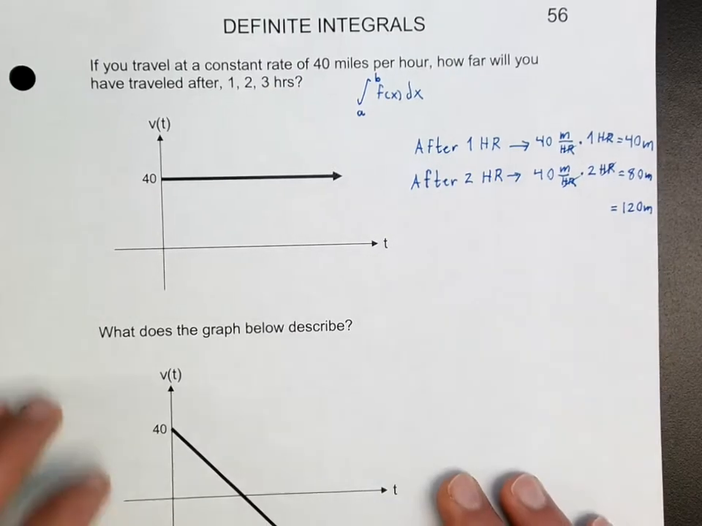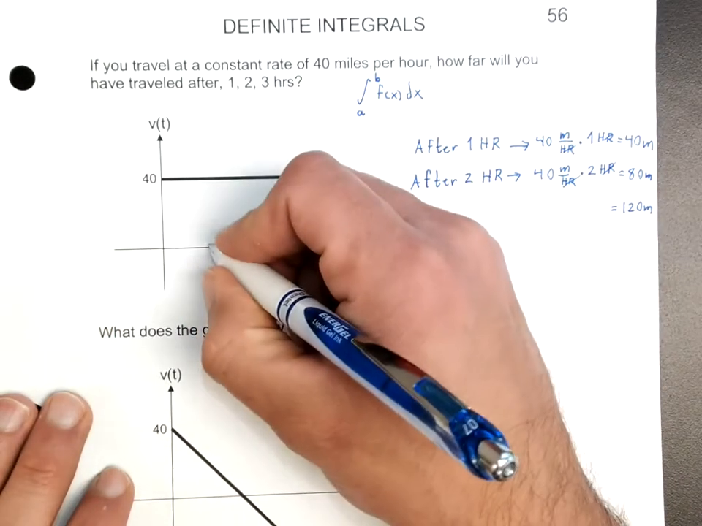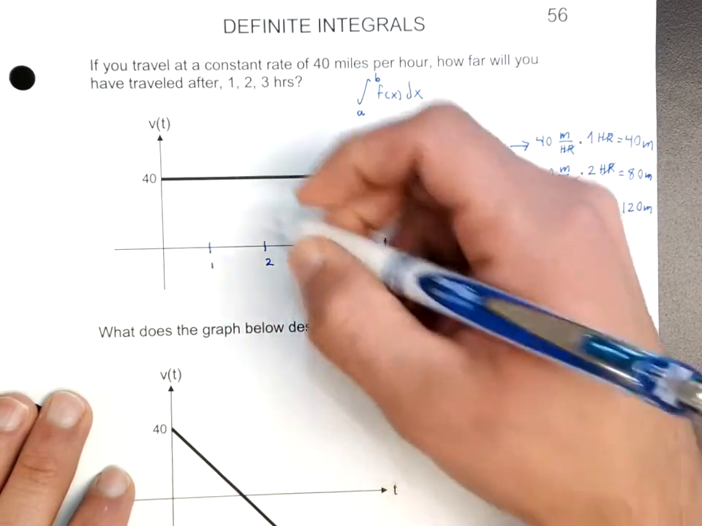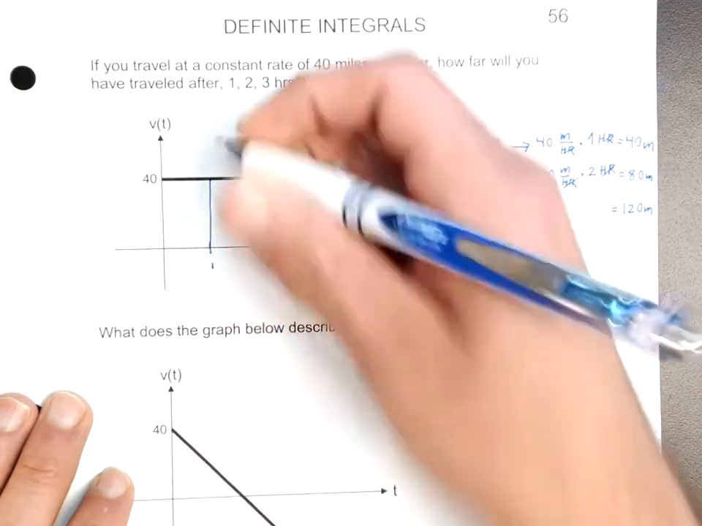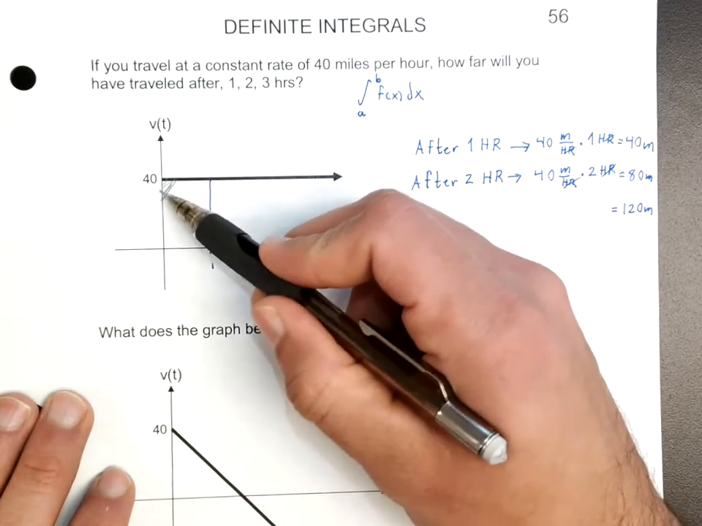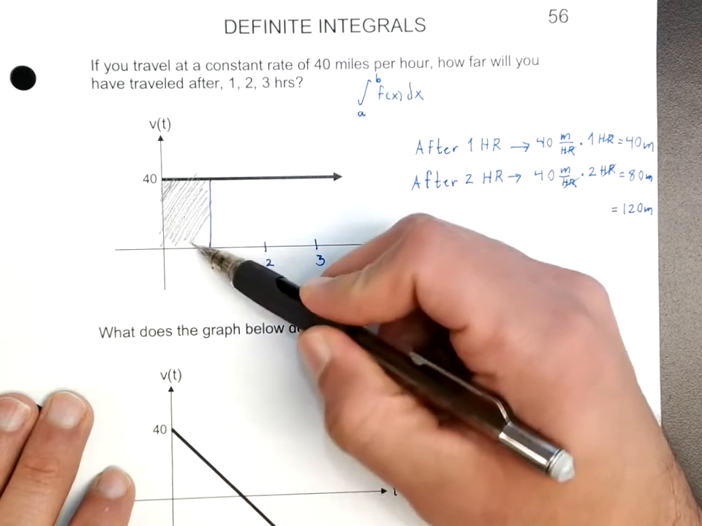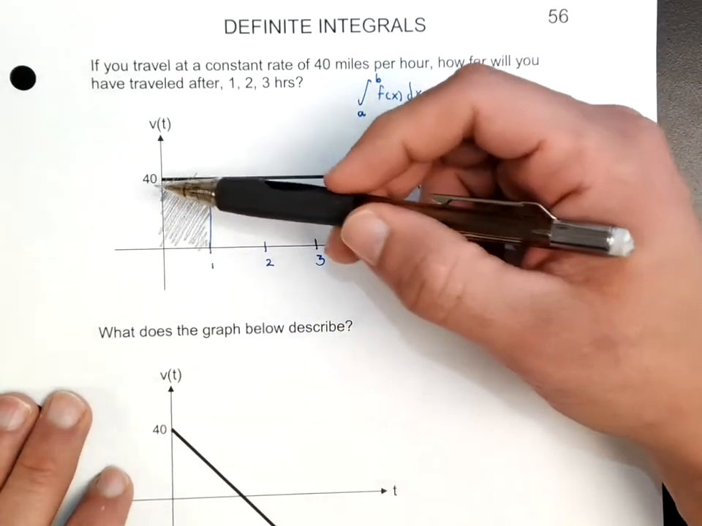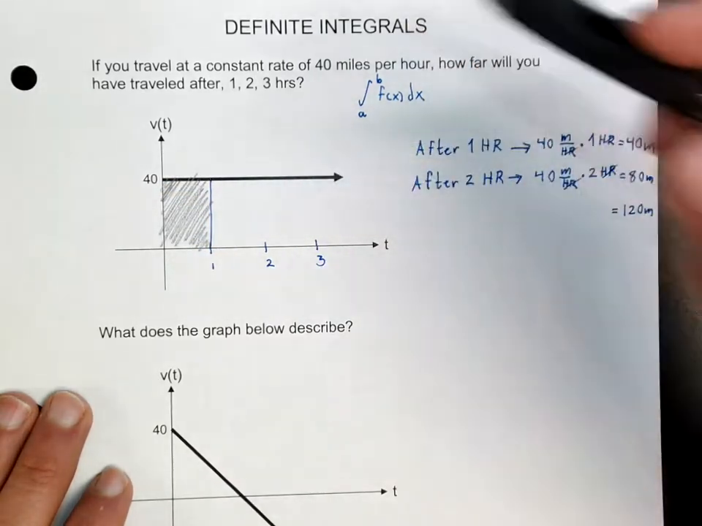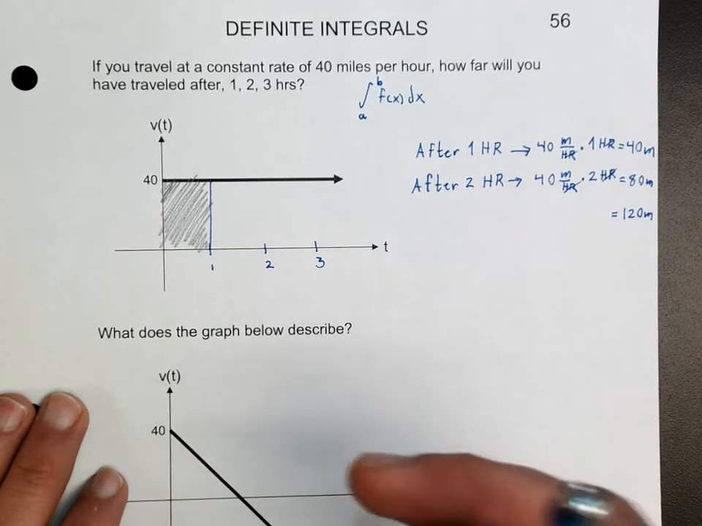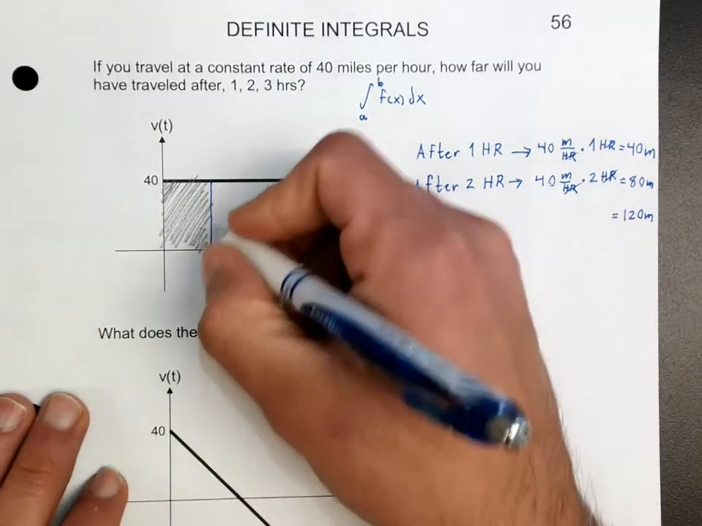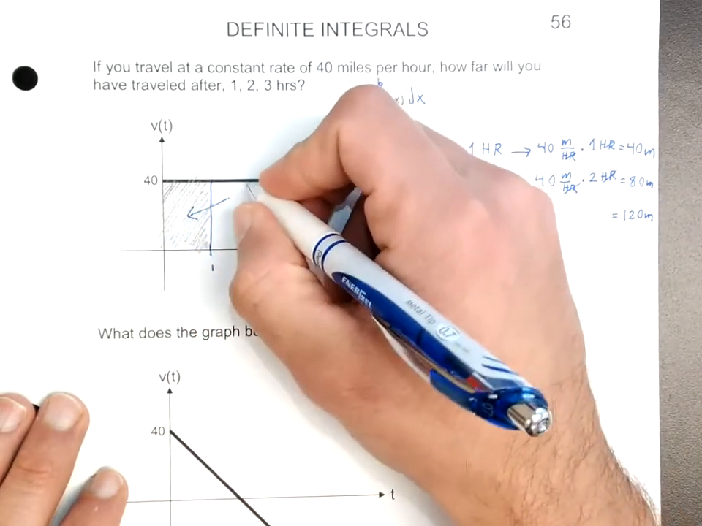So what actually represents that on here, if you're looking at this, if we split this into 1, 2, and 3 hours? Now the area under this curve, between the x-axis and this curve, in this case a straight line, is this area right here. If you look at it, that's just the area of a rectangle whose height is 40 and the base is 1, so 40 times 1, that's 40. So the area under the curve gives you this answer right here.